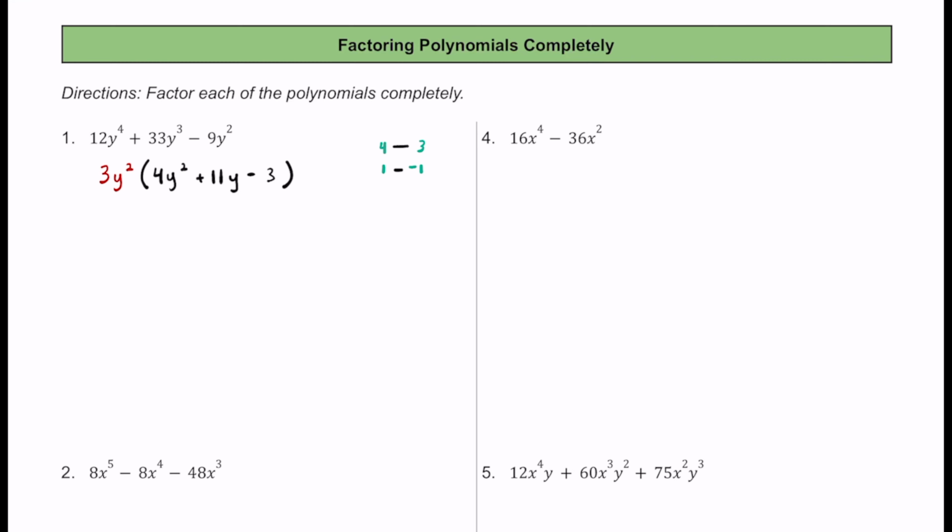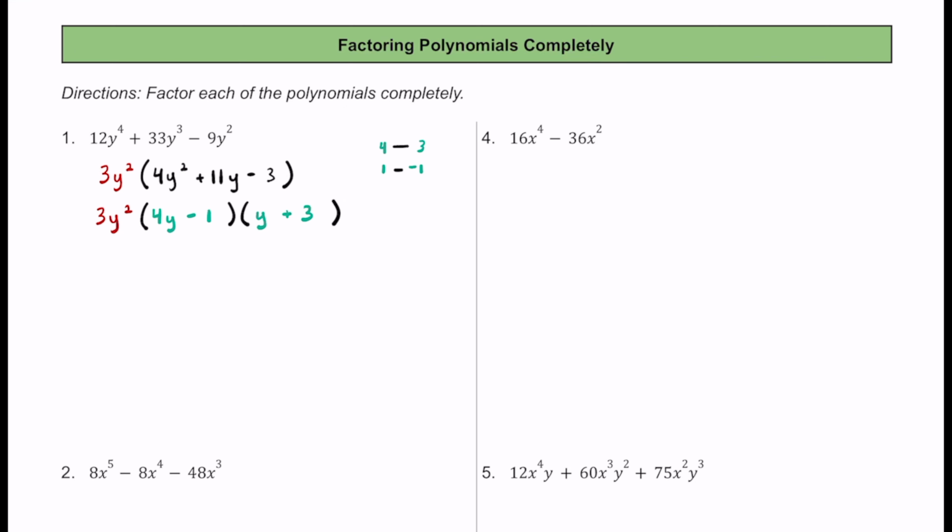So if we take this 3y squared, we're going to keep that out in front, and we're going to have our two binomials that we just figured out the factors for. On the inside here, it looks like we're going to have 4y and 1y. That's going to be the two leading terms in each of these binomials. And then the 4 was paired with a 3, so we're going to put a plus 3 on the outer here, and then we're going to put a minus 1 on the inners here, right?